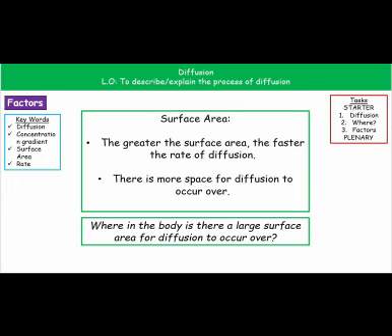The greater the surface area, the faster the rate of diffusion. And this is quite logical, I hope, because if we've got a greater surface area, then we've got more space for diffusion to occur over. So in that same period of time, more particles can actually cross that surface, and therefore we have a faster rate of diffusion. And again, see if you can have a go answering the question at the bottom. I'll give you 30 seconds to do that.